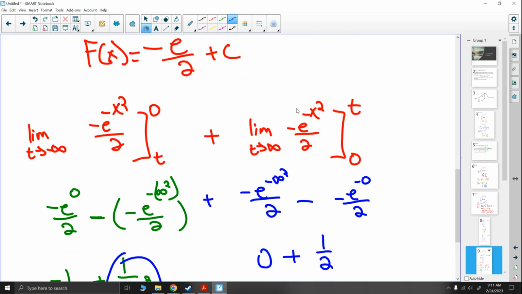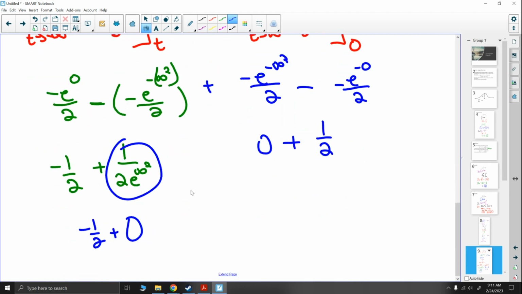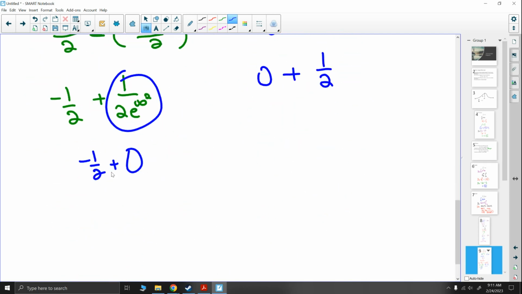So this one is 1/2. This one's 1/2, but it's a negative 1/2. So negative 1/2 plus 1/2 gives us 0. So the integral from negative infinity to positive infinity is 0. If we were talking area between the curve, the area between the curve would be 1, because this would be an area, so it would be 1/2, and this would be 1/2, for a sum total of 1.